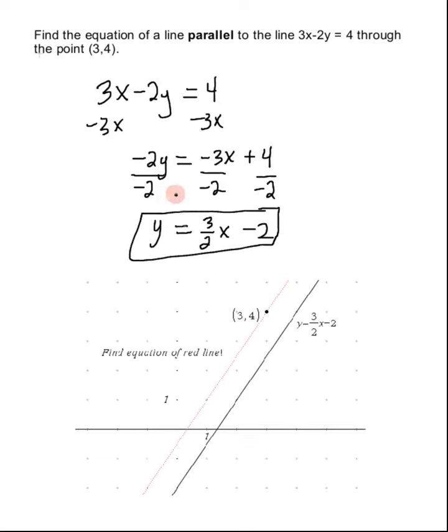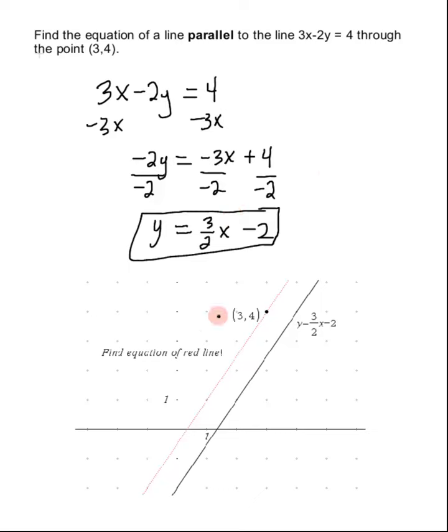The black line is this line, 3/2 x minus 2, and then the red dotted line is the equation of the line that we want to find. See, it has the same slope, parallel, and it's going through the point (3, 4). So we want to find the equation of this line, but given this information. You don't need to graph it, you just need to find the equation of this line.